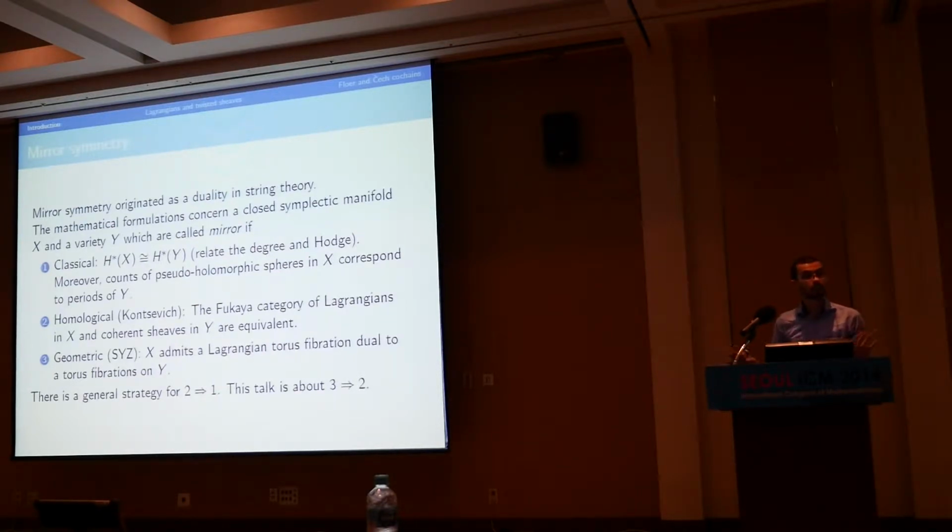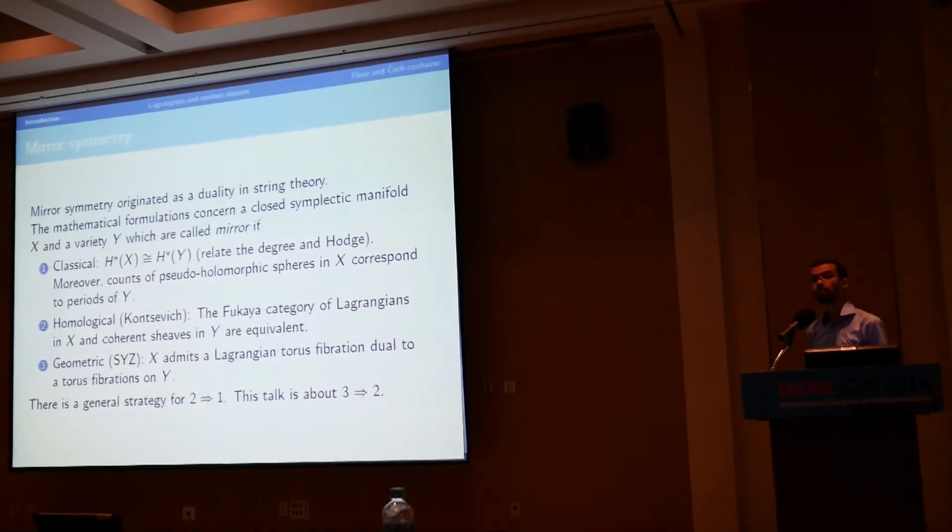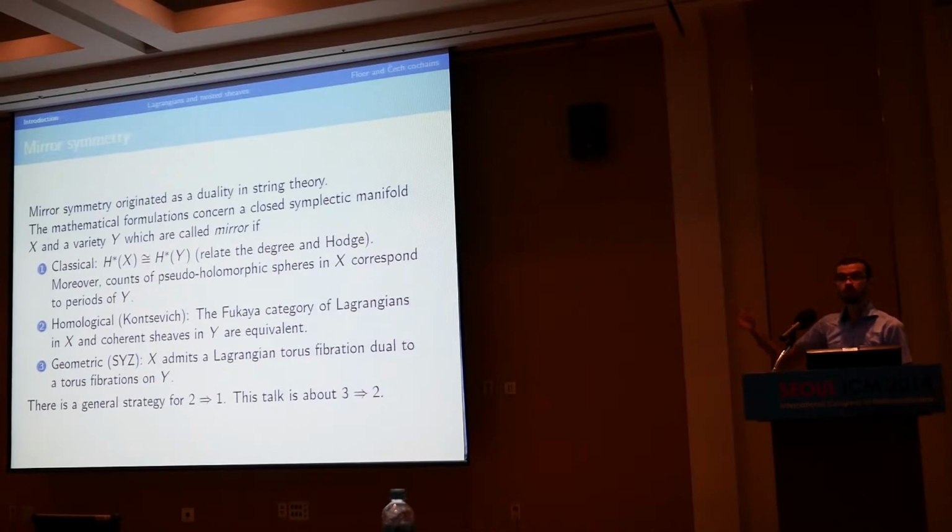And the first statement you encounter is that if you forget the gradings, the cohomologies of these 2 manifolds are isomorphic. And moreover, if you try to put the grading back in, you realize that it's actually not a degree by degree isomorphism. Rather, you're supposed to take the degree filtration on one side and the Hodge filtration on the other side. And that's how the degrees match up, which is something rather surprising from a mathematician's point of view.